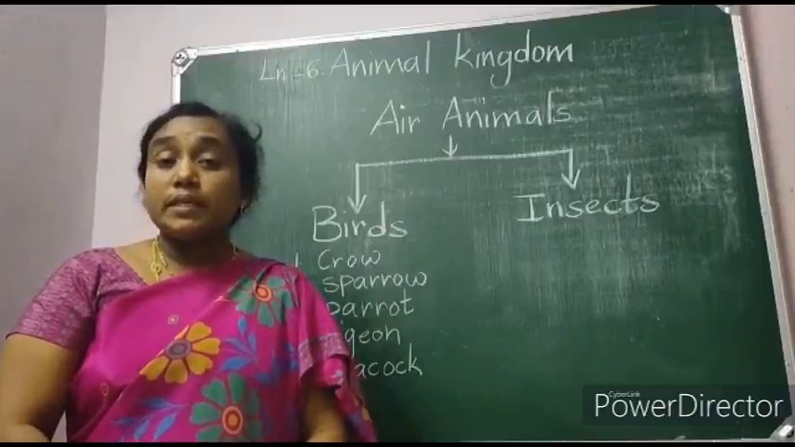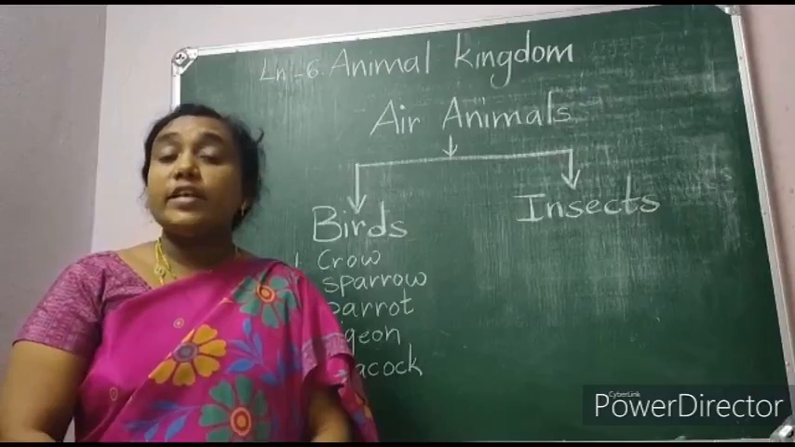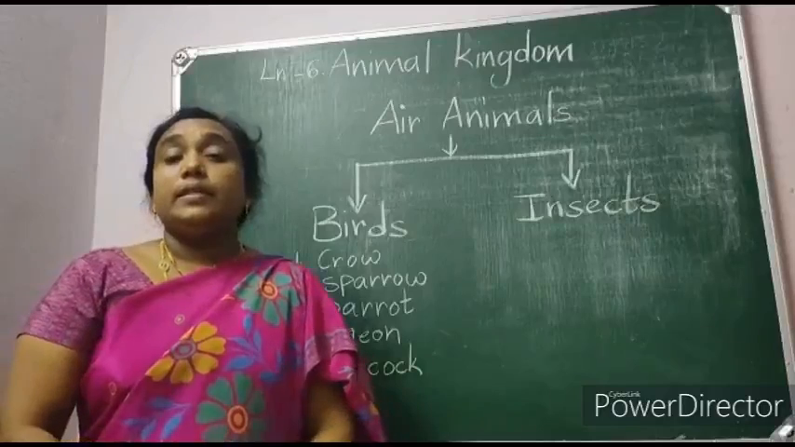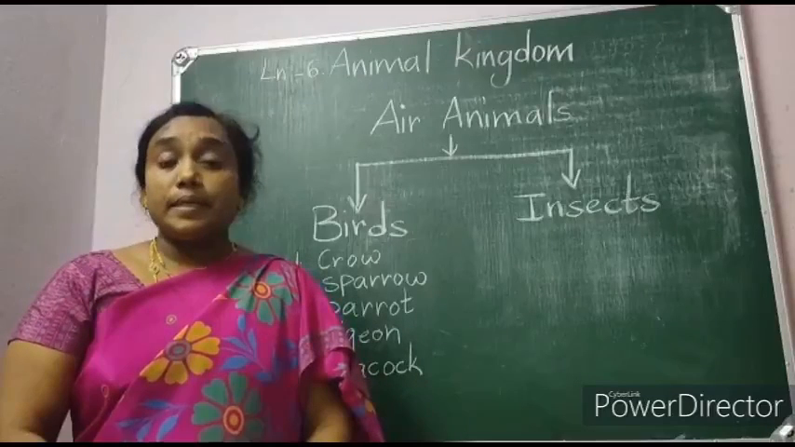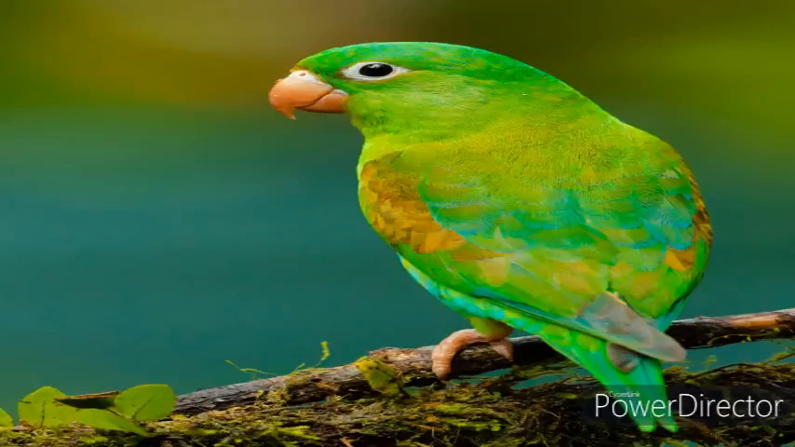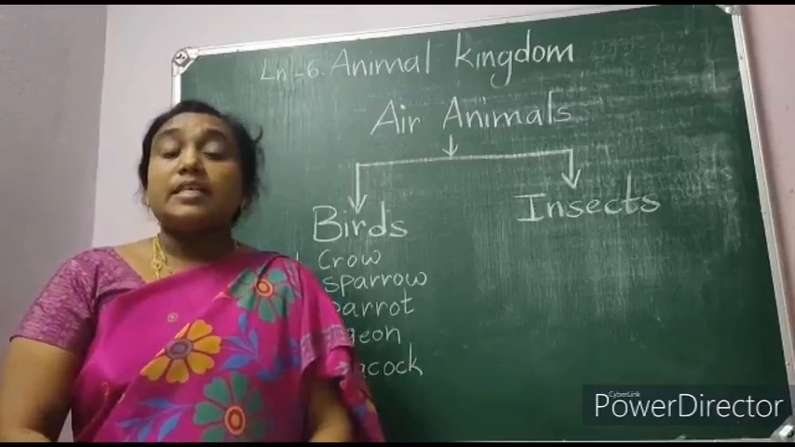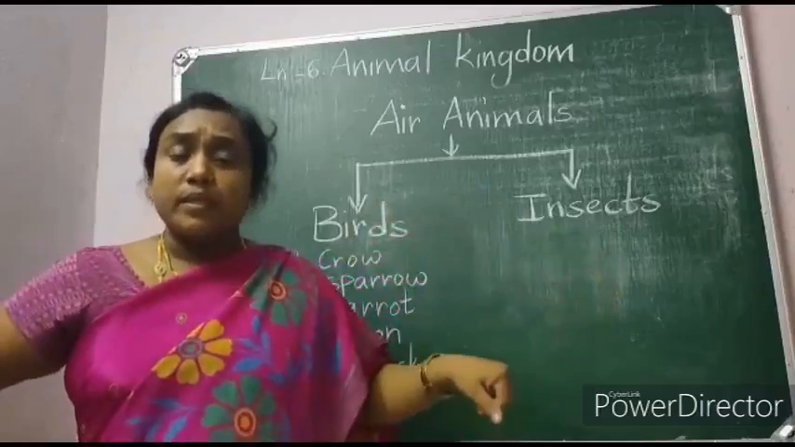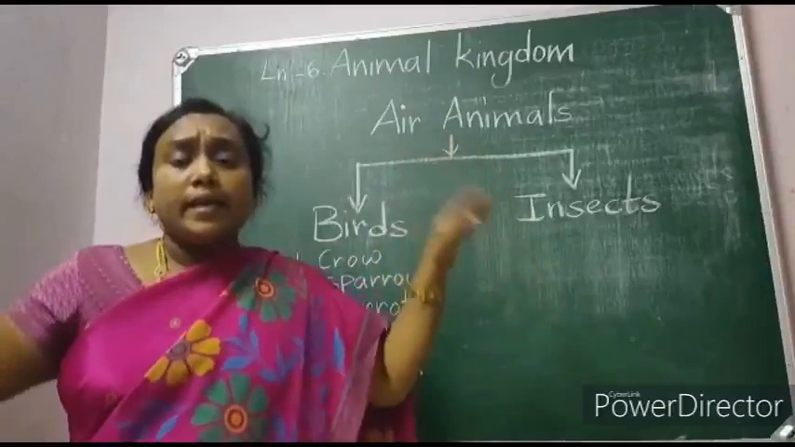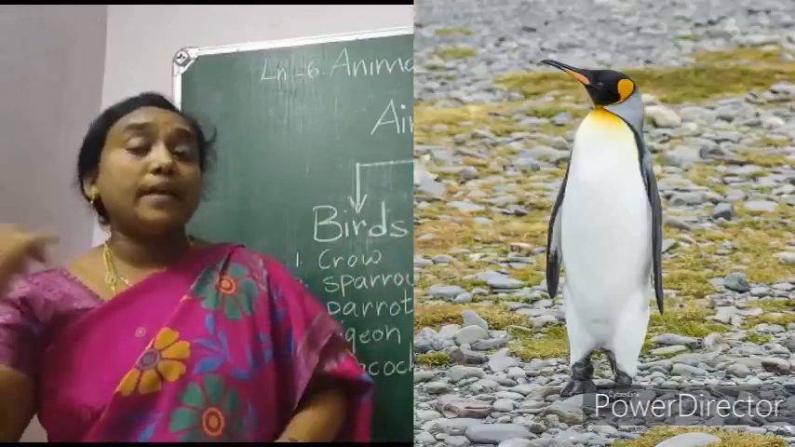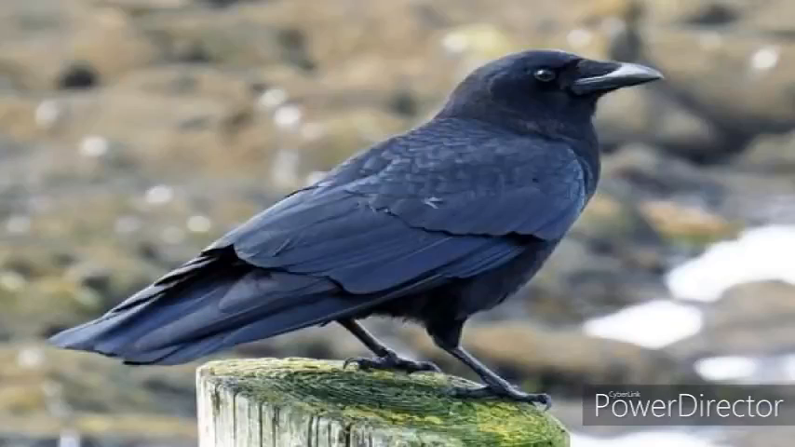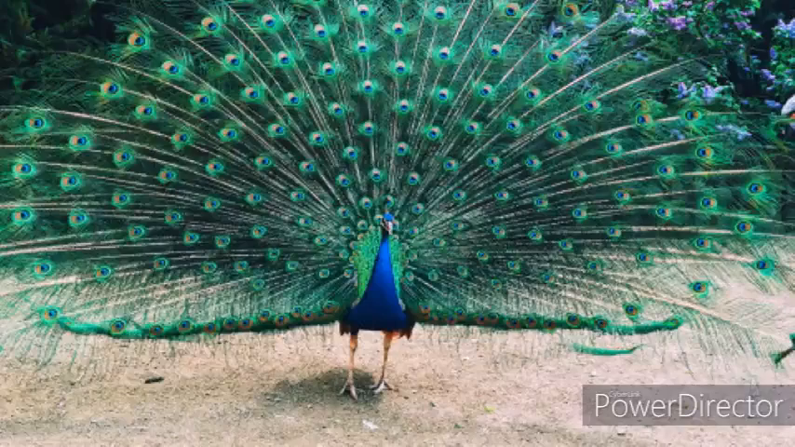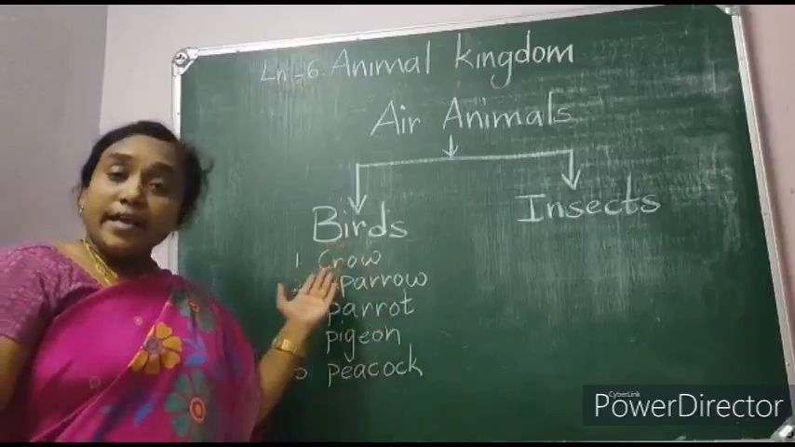Which is our national bird? Children, which is our national bird? Yes, peacock is our national bird. Some people also keep birds as pets. Parrot is an example. Some birds such as duck, swans can swim. Some birds cannot fly. They are ostrich and penguin. Crow, sparrow, parrot, pigeon, peacock are some of the examples of air animals.